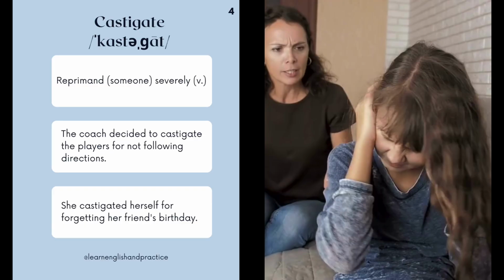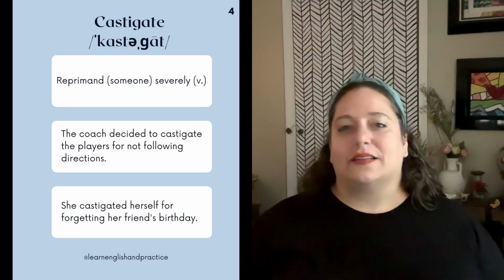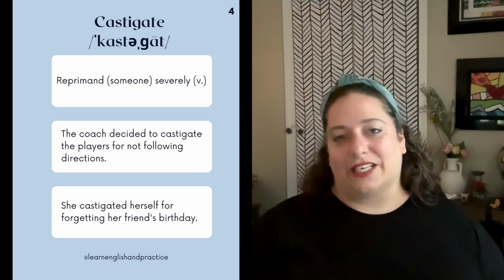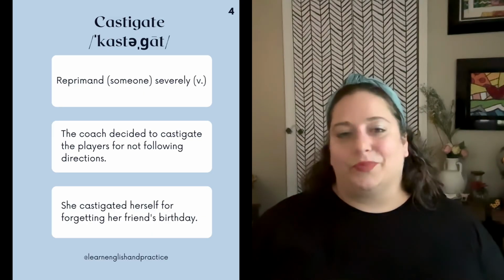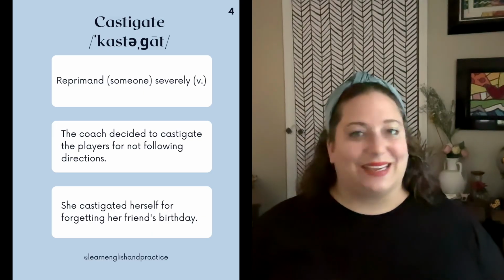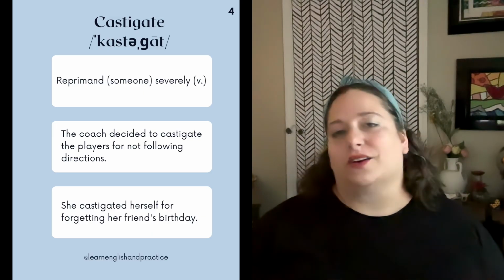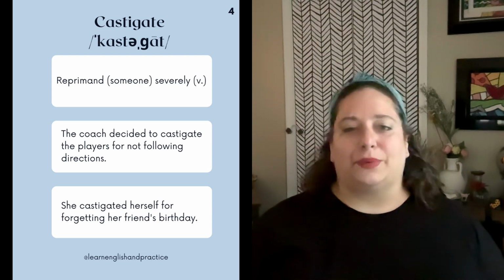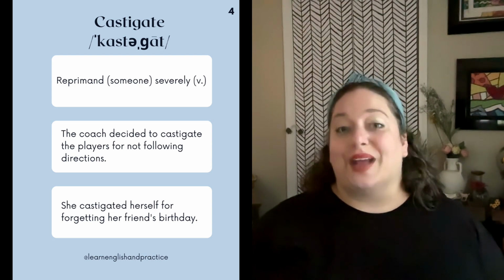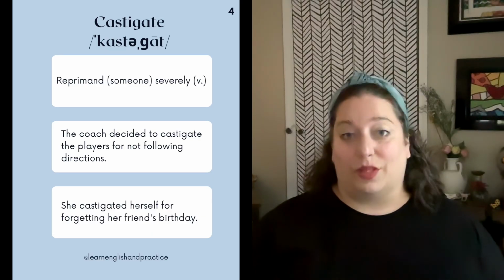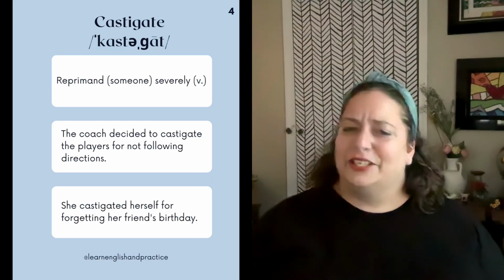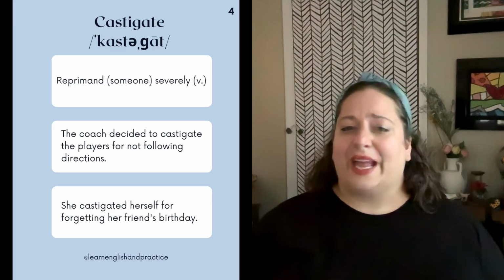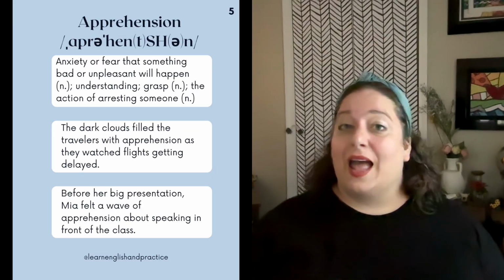So take, for example, a child who broke curfew. In that instance, the parents might castigate that child. But you can certainly have adults castigating each other. It's just considered quite rude. Examples are, the coach decided to castigate the players for not following directions. She castigated herself for forgetting her friend's birthday.